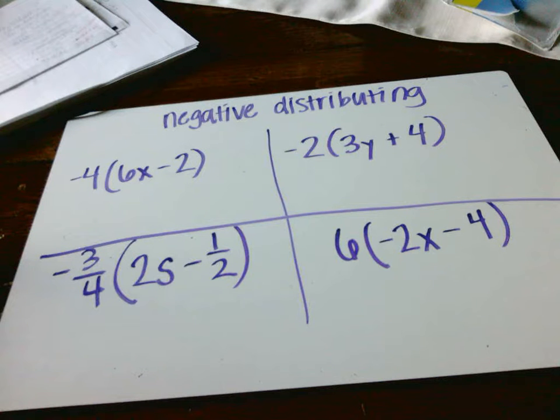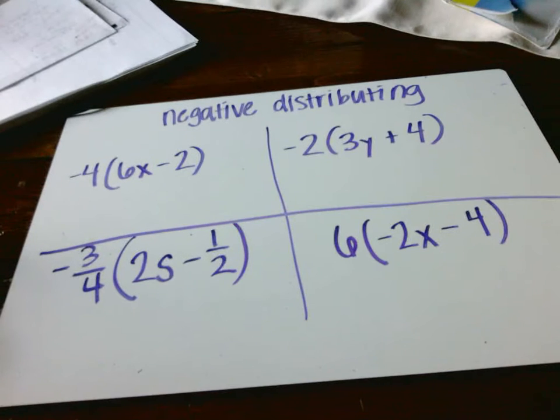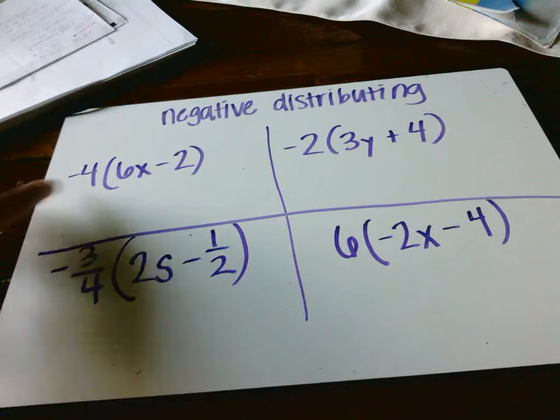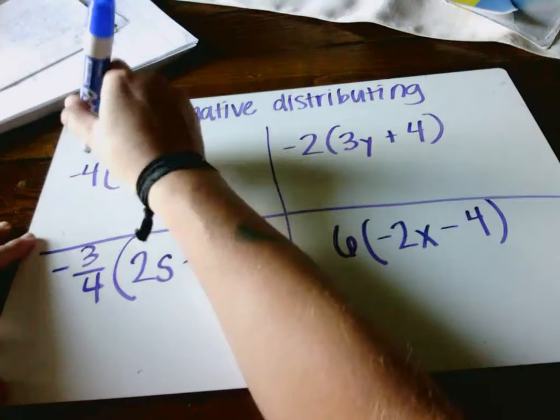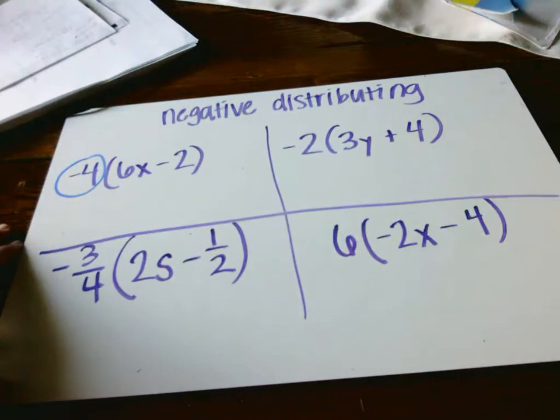So I had a special request to go over distributing that has a negative number outside the parentheses. So I'm going to do a couple examples of problems that have that negative. So looking at this, let's look at our first example. We have a negative 4 outside the parentheses. So I'm going to start by circling that number, including the sign.